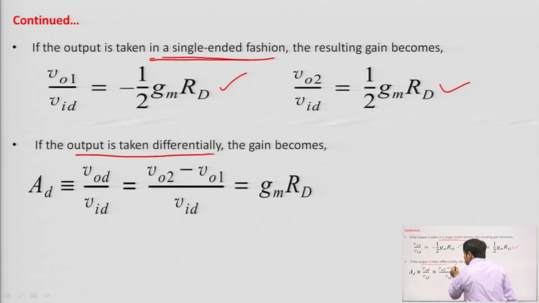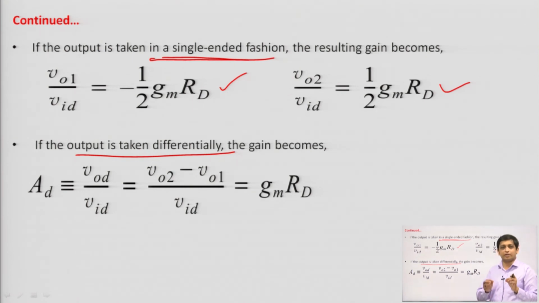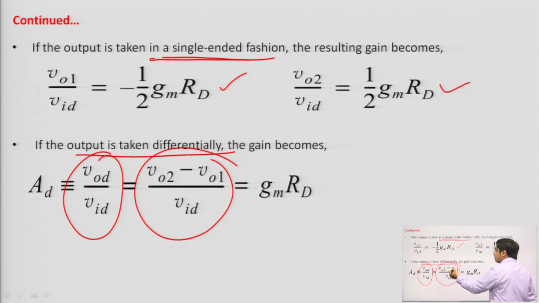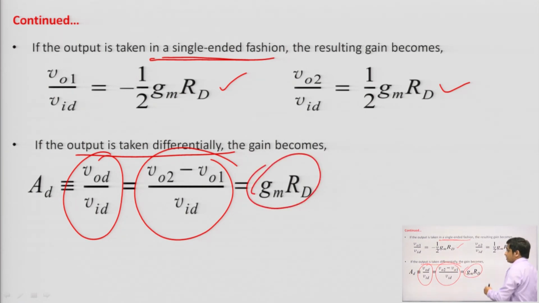Now, if the output is taken differentially, that is, if we are taking the output between the drains of the Q1 and Q2 transistors, that is called differential output. In the second case, the gain will be (VO2 minus VO1) upon VID. Why VO2 minus VO1? Because we are taking the differential output and we know the values of VO2 and VO1. Just put in the values of VO2 and VO1, we will get gm times RD. Now, just compare that.